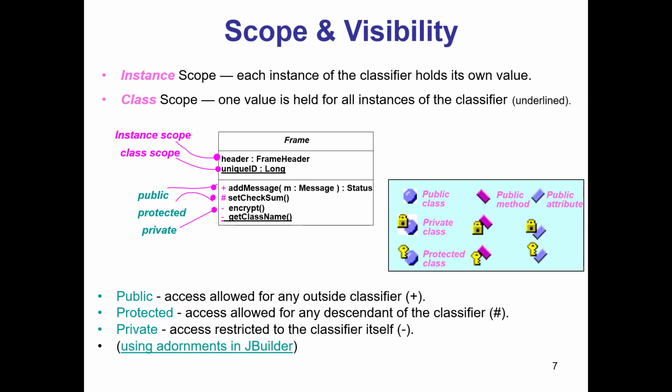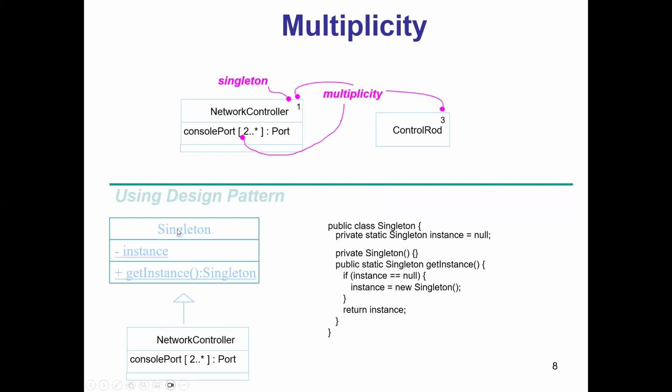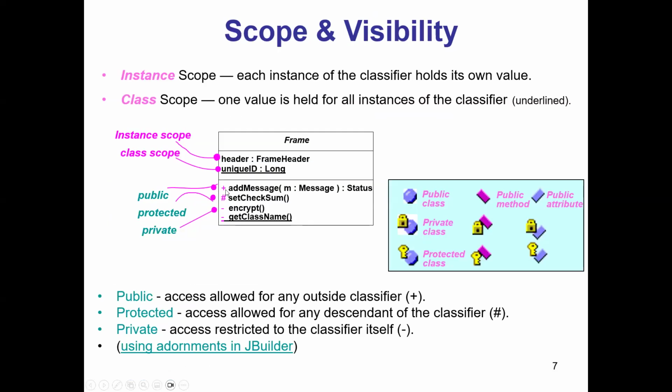Now, when you are drawing your diagrams, if something is public, you use the plus. If something is private, you use the minus. If something is protected, then you use the hash symbol.